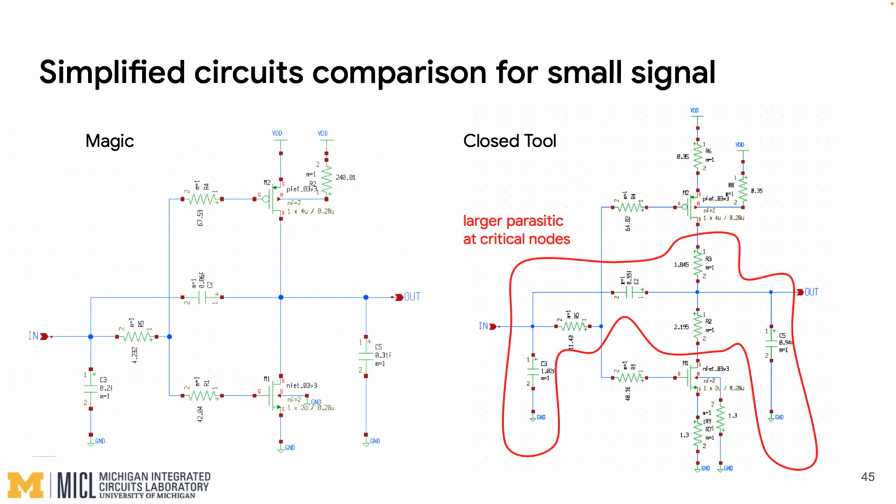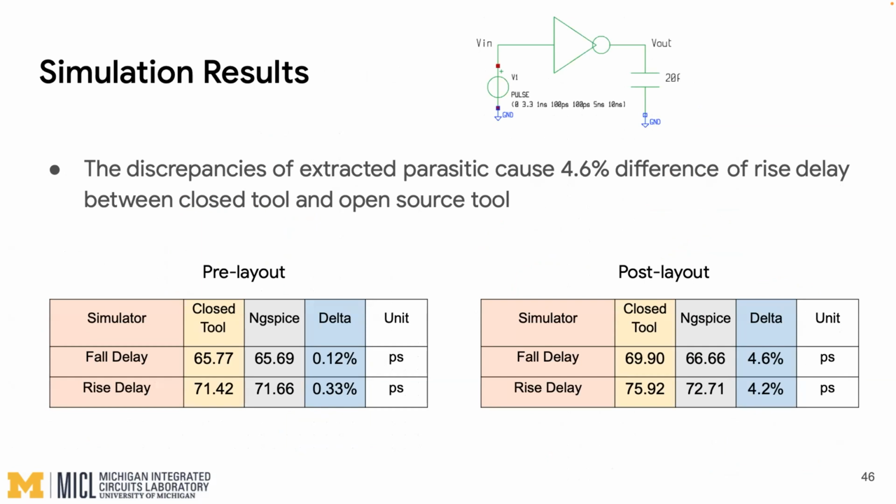So, especially on the input to output path. With these larger parasitics, it is expected that the simulation in the closed tool will have a lower speed. And exactly, the simulation results are shown here. In the pre-layout simulation, it's very similar, but in the post-layout simulation, for both fall delay and rise delay, ngSpice has less delay, and it gives us around 4.6% difference.